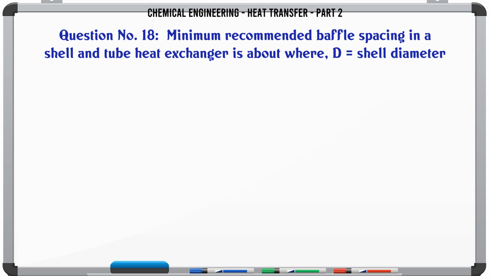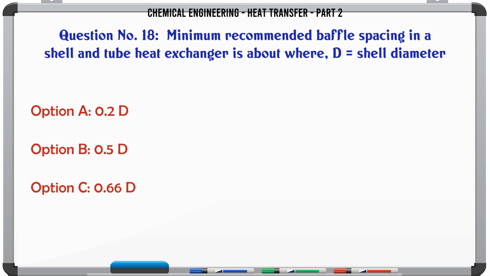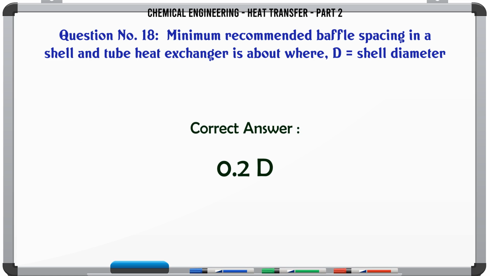Minimum recommended baffle spacing in a shell and tube heat exchanger is about, where D is the shell diameter, A. 0.2 D, B. 0.5 D, C. 0.66 D, D. 0.80 D. The correct answer is 0.2 D.